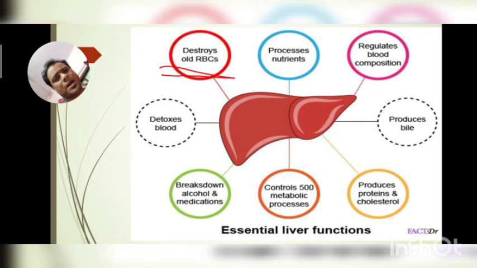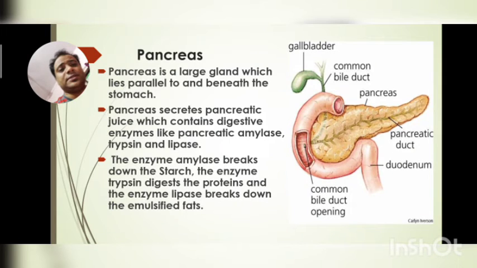It also helps to make vitamin D. Apart from this, it helps to make urea from ammonia, which takes place inside the liver. So there are multiple functions of the liver apart from the digestive system.